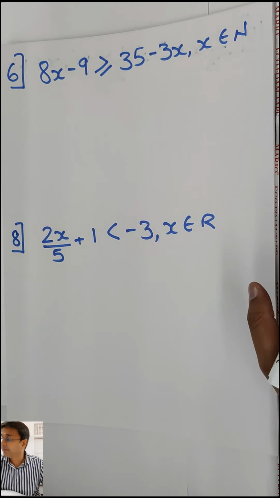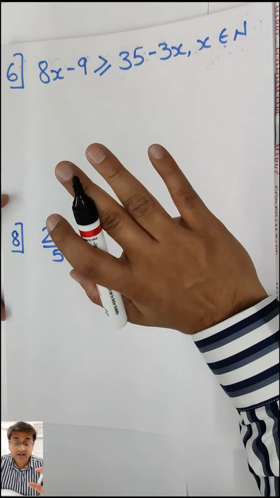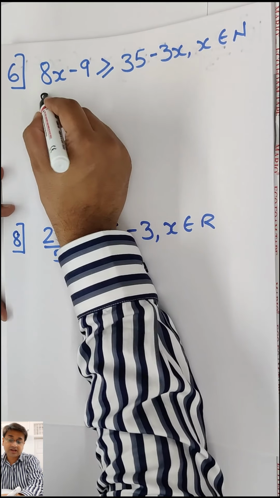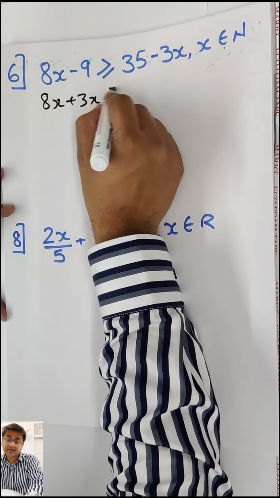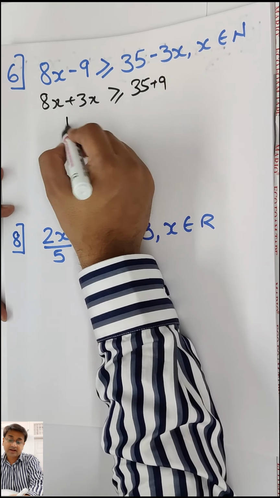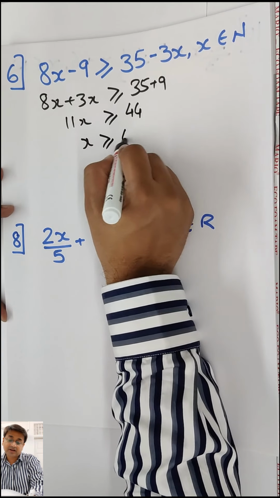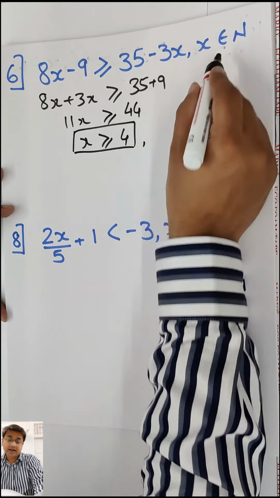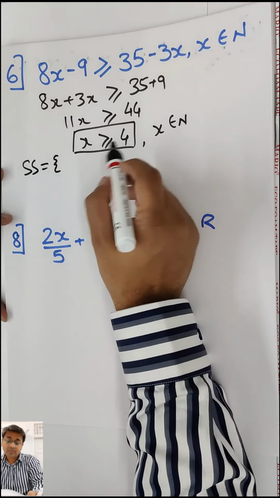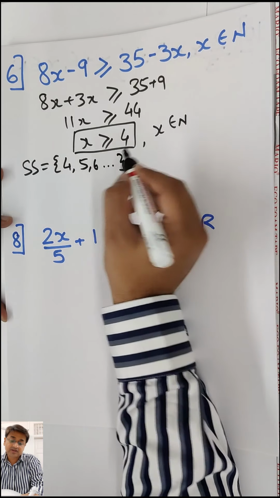Next, let's get on to sum number 6. All sums are the same, nothing new now. Whatever has to be taught is given, now you should practice. So getting 3x on the other side, so 8x plus 3x greater than or equal to 35 plus 9. So I will get 11x greater than or equal to 44. So x is greater than or equal to 4 and x belongs to natural numbers. So my solution set is greater than or equal to, so I'll take 4, 5, 6 and so on.